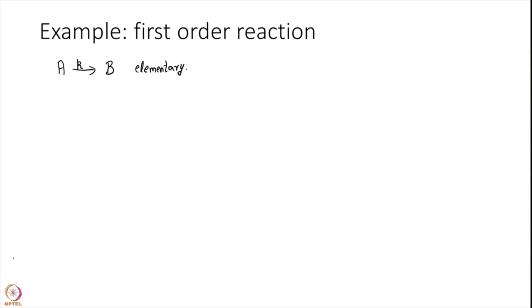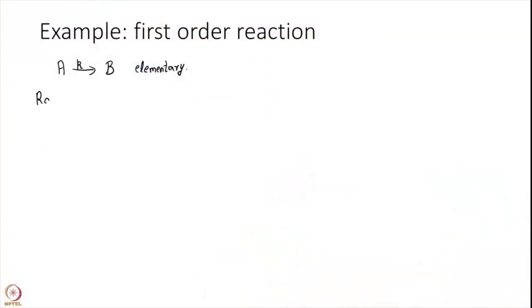For this reaction, two conditions must hold true as we have looked at. First is that the rate must equal minus 1 into dA over dt. Note that the stoichiometric coefficient here is 1, so I have simply minus 1 here, and a negative sign because A is a reactant. And this will also be equal to dB over dt, correct?